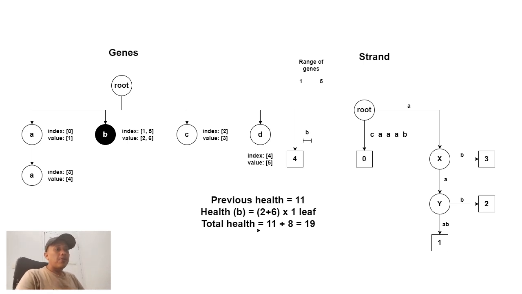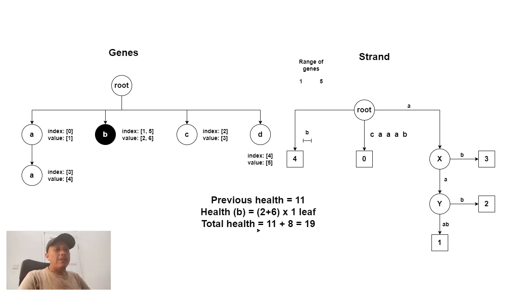Let's continue traversing the suffix tree. Since there are no more nodes after A, we move to another edge. The next edge is B. Is B found in the trie? Yes, it is. So we calculate its health. B has a total value of 8 from 2 plus 6, as both values are valid within the range of the strand's first and last index. We then add this value to the previous health of 11. Now 11 plus 8 equals 19. Finally, we continue traversing, but since there are no nodes beneath B and no further edges to traverse, the process stops. The total health of the strand CAAAB is 19.